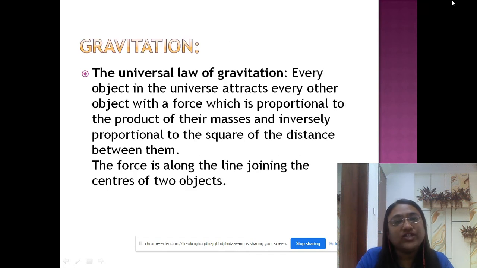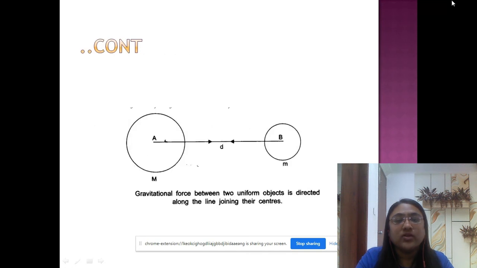Now, gravitation. Every object in the universe attracts every other object. So how can we find the gravitation between two objects? We can see there are two objects here, A and B. Let the mass of object A be capital M and the mass of object B be small m, and the distance between them be small d, measured by joining a line from the center of the first object to the center of the other object.